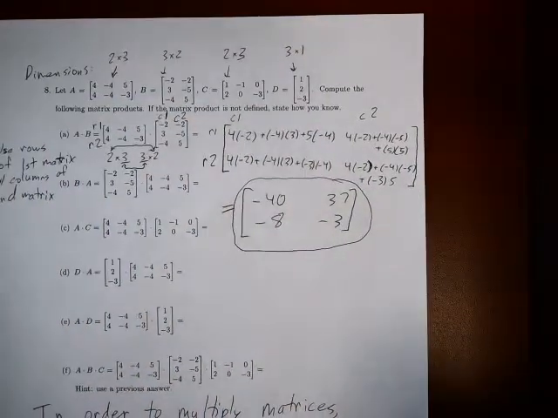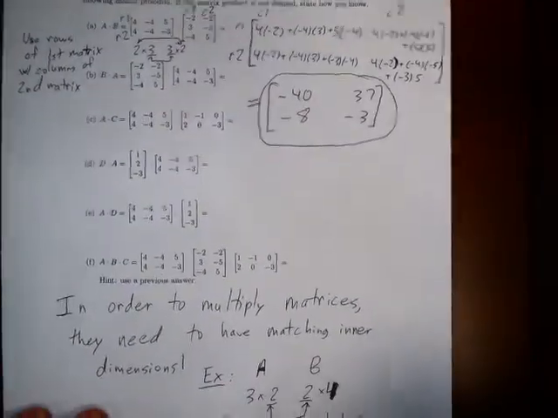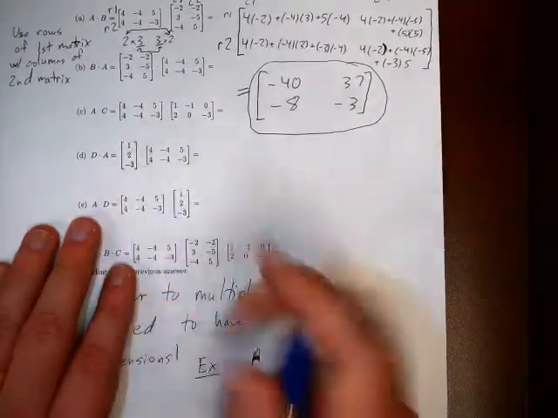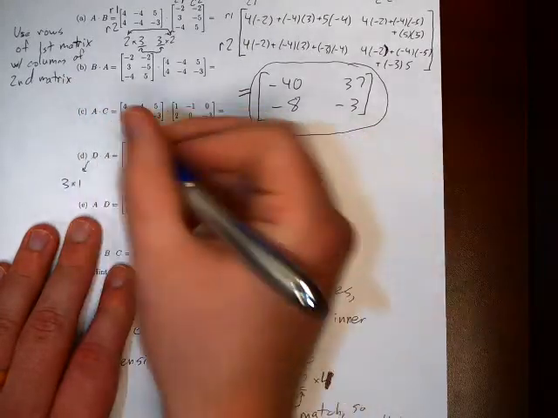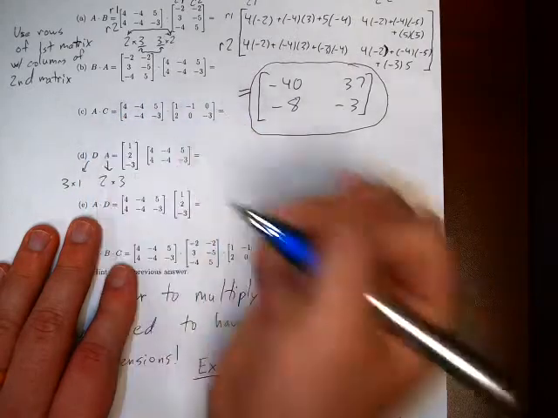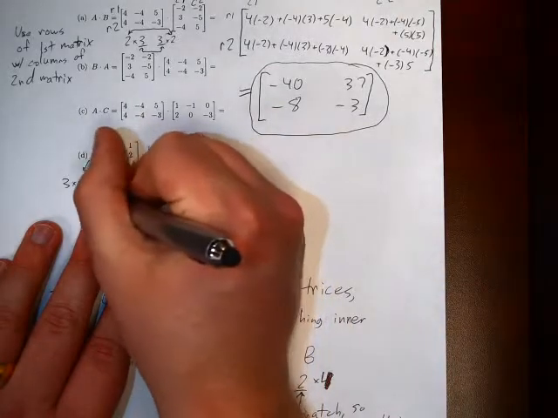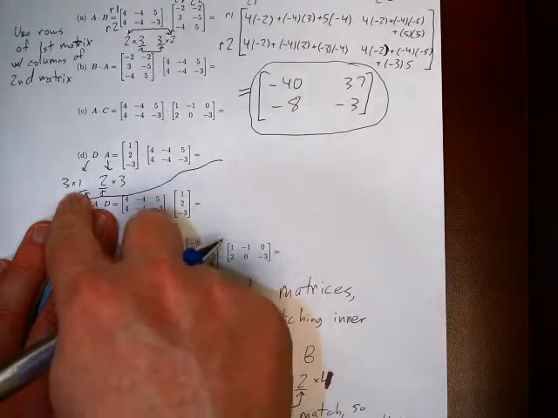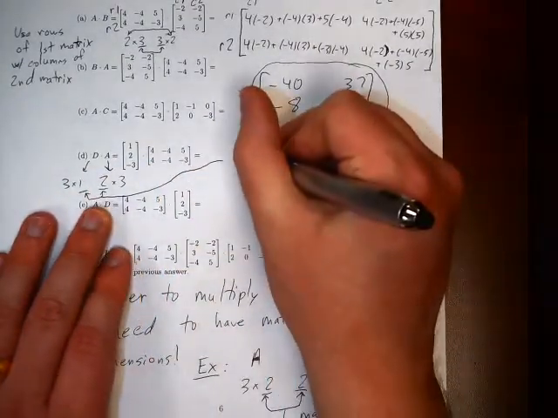So let's go ahead and jump down a little bit. Let's say we wanted to give a try of taking D times A. So D, we said before, was a 3-row by 1-column matrix, and A, as we said, was a 2-row by 3-column matrix. So notice here that 1 and 2, these inner dimensions, the number of columns of D does not match the number of rows of A.